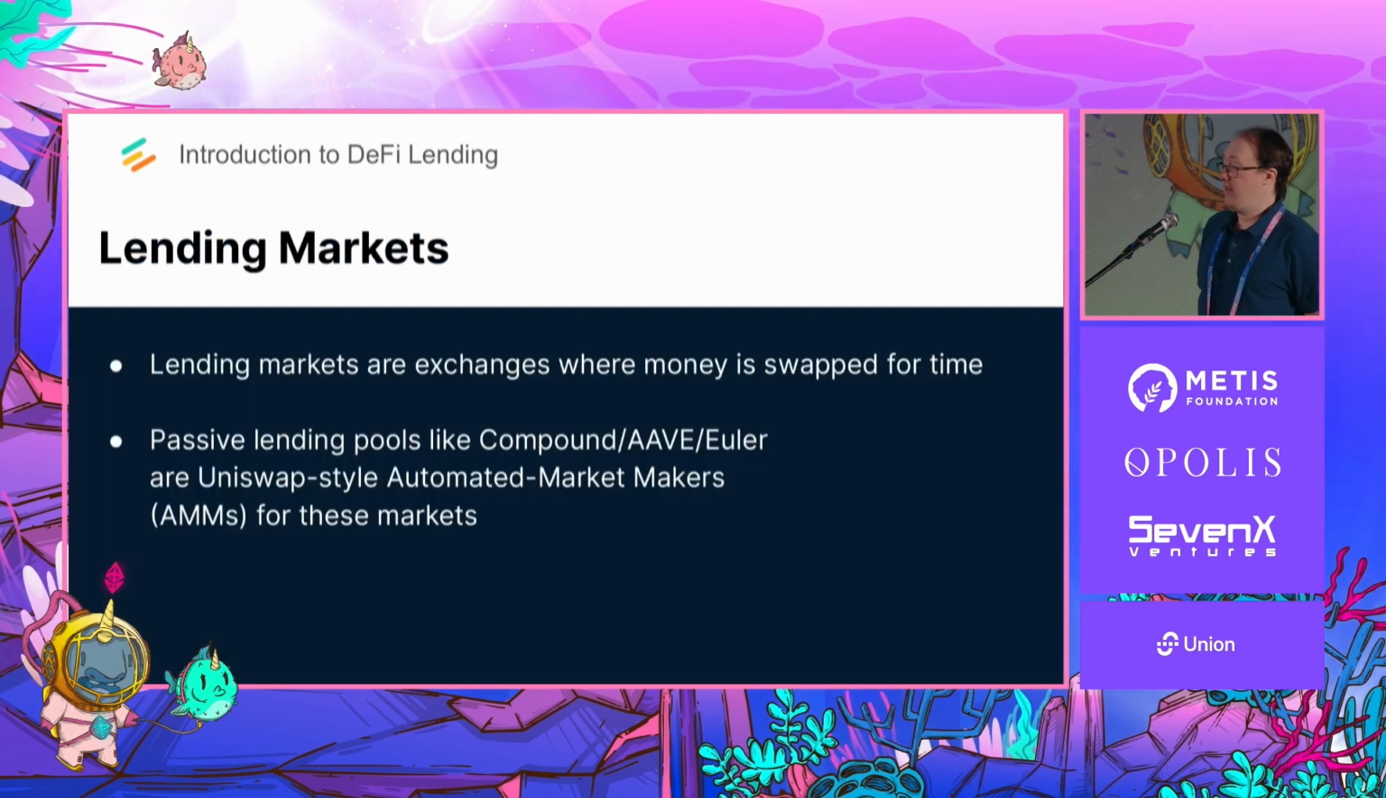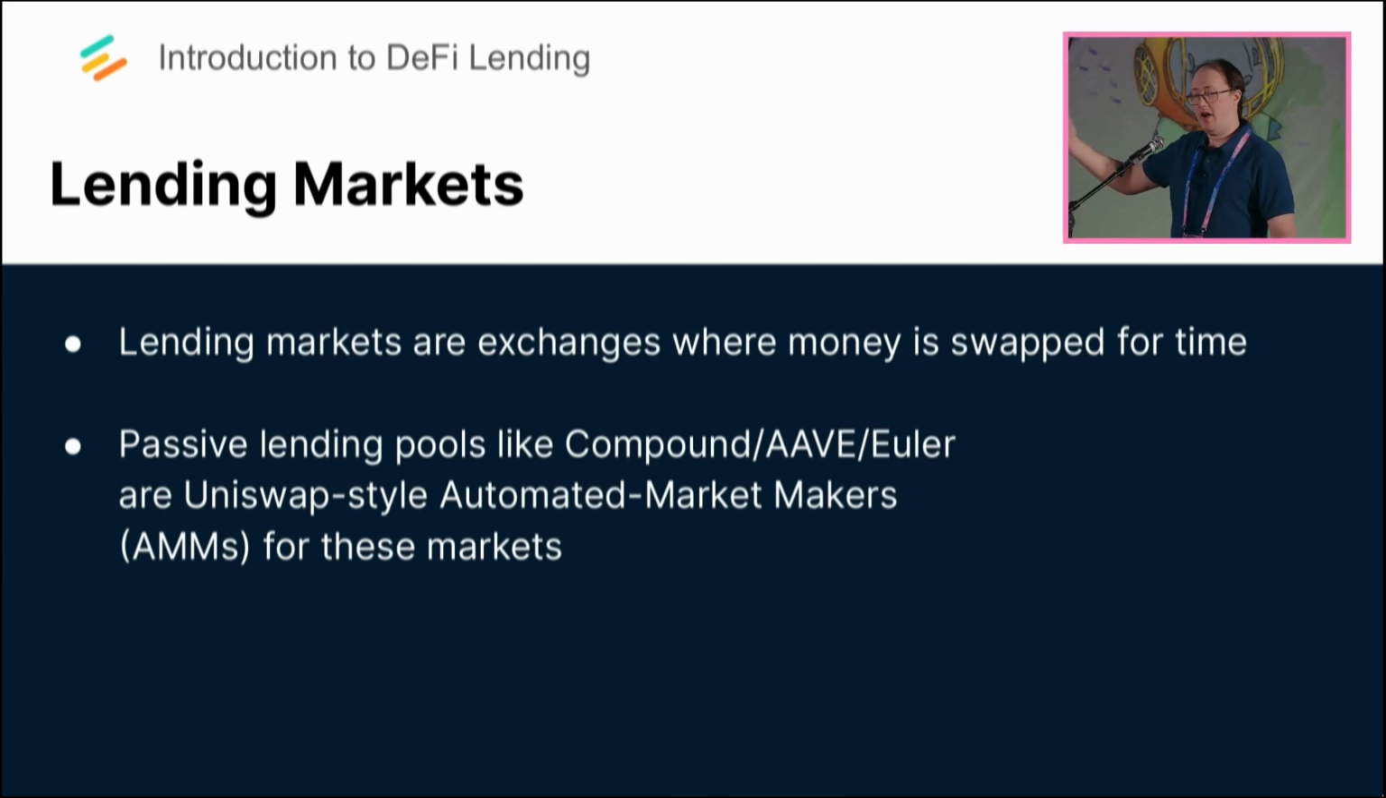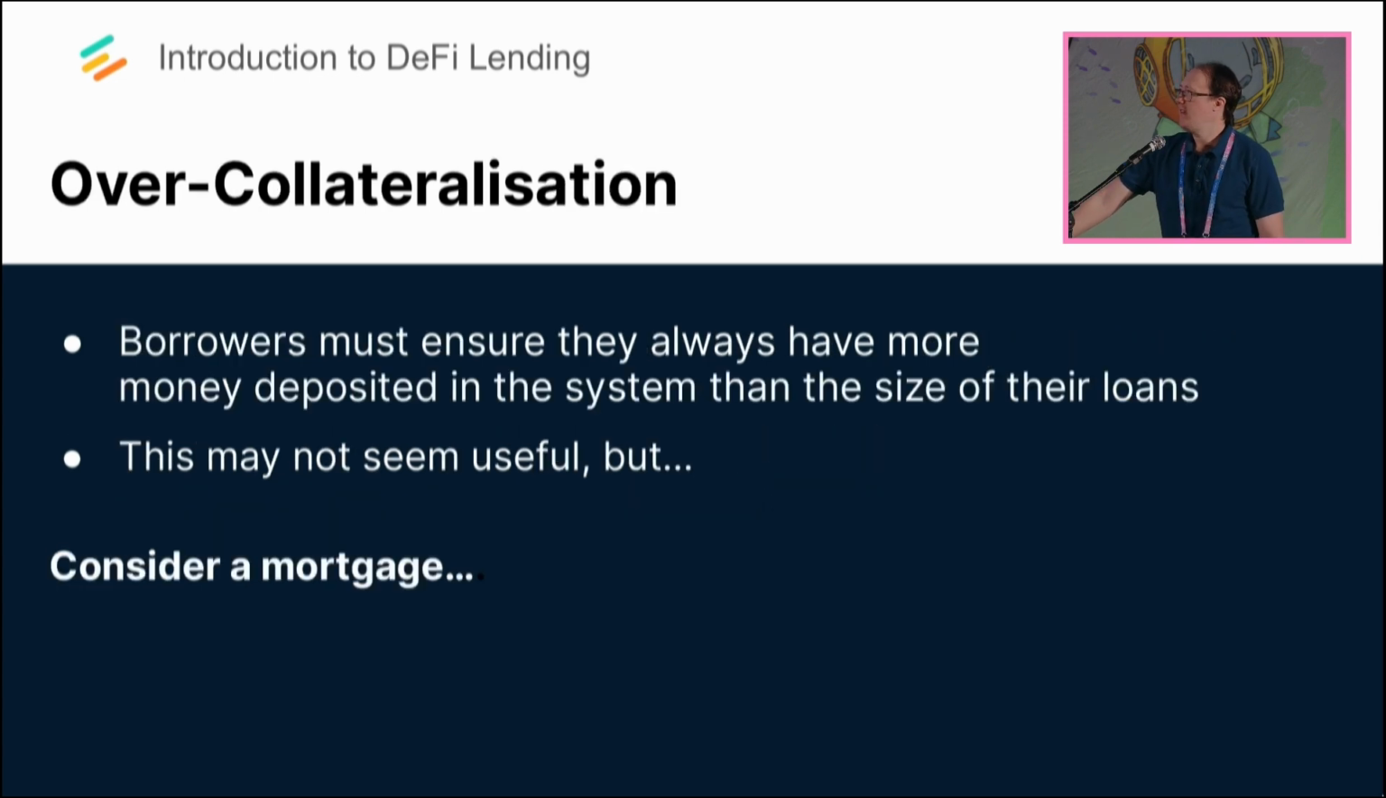And lending markets, the way I like to think about it, are exchanges between that time and money trade-off. The passive lending pools like Compound and Aave and Euler and so on are built in a way similar to Uniswap. They're automated market makers, so the smart contract code defines the actual exchange between time and money. Almost all of the systems work with this concept of over-collateralization. The idea behind that is that borrowers have to put more value in as collateral than they can take out as a loan.